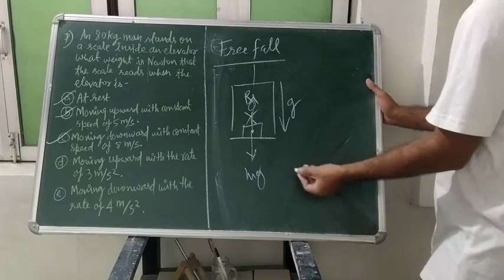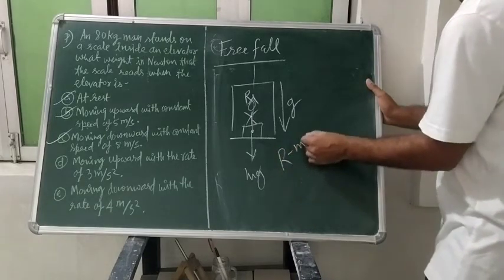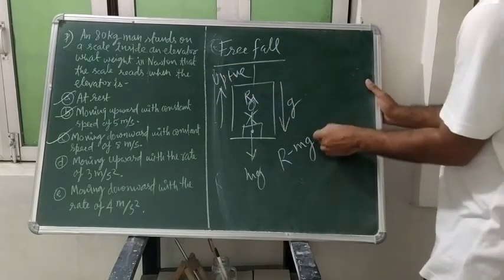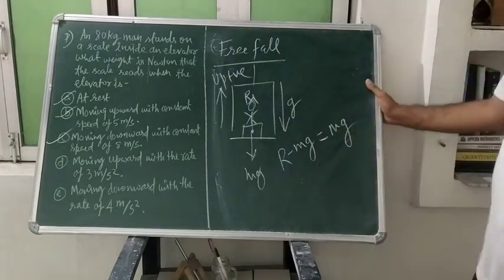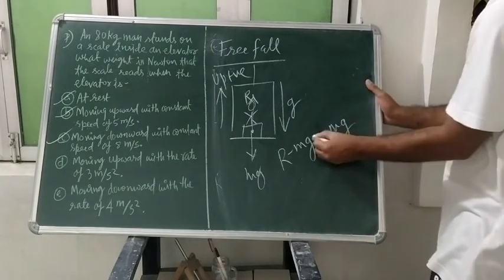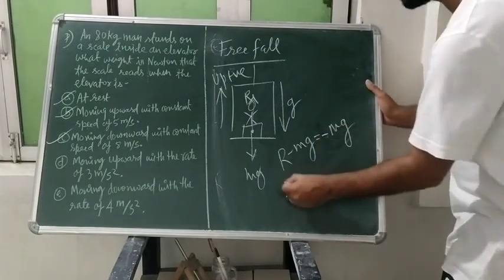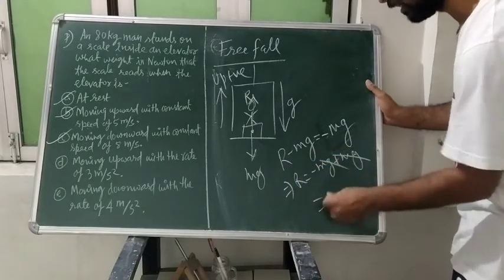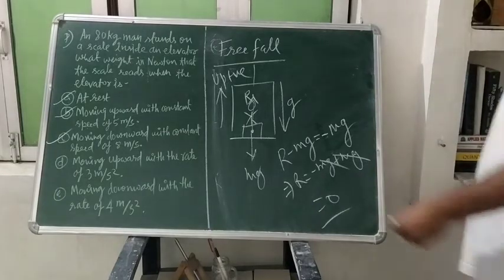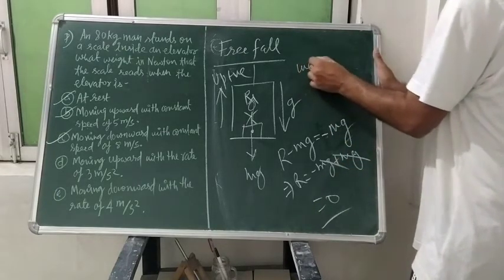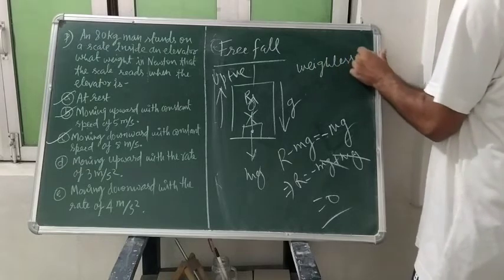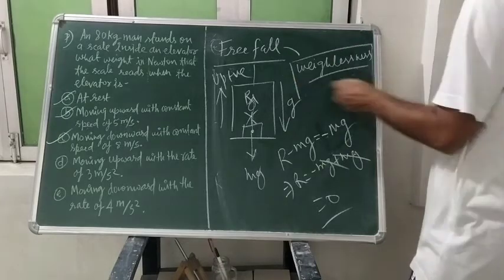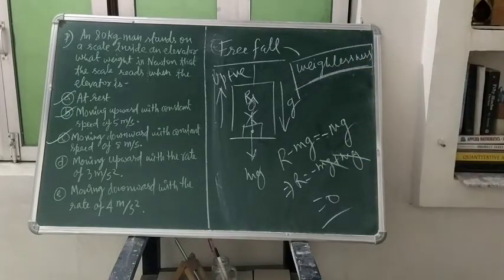So by Newton's second law, what will you say? R minus mg, upside you are saying as positive. So R minus mg should be equal to what? Mg, and that downward direction you are saying as negative. So it will be minus of mg. So R will come out as minus mg plus mg. Meaning is that reaction will be equal to 0 and you will feel weightlessness. Okay? In the case of free fall, you guys will have weightlessness.